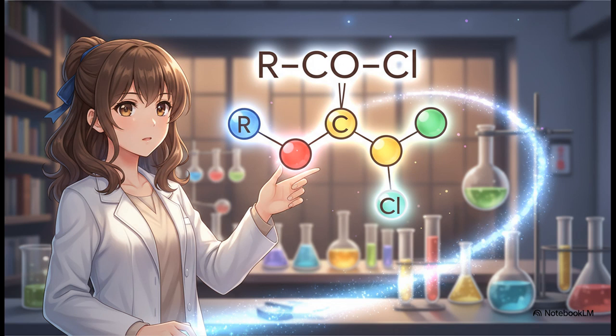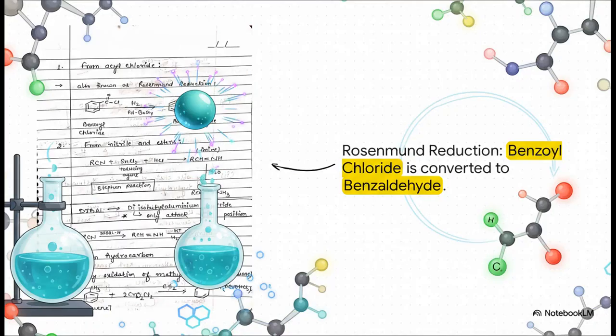So our first play starts with a really reactive molecule called an acyl chloride. You can almost think of it as a spring-loaded version of a carboxylic acid, just primed and ready to be transformed. And the special move we're going to use is called the Rosenmund reduction. And here it is in action.